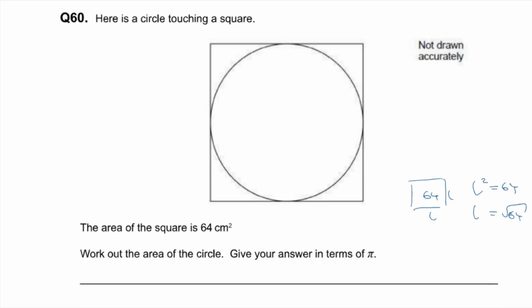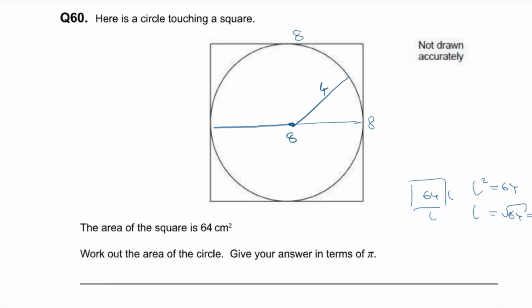So what is the square root of 64? Well, 64 is 8 times 8, isn't it? So the square root of 64 is 8. So I know then the length of this square is 8. That's 8 and 8. But what we need to know for the area of the circle is the radius. The diameter is going to be 8 as well, but the radius is going to be half that, isn't it? It's going to be 4. So 4 is the radius of this shape.